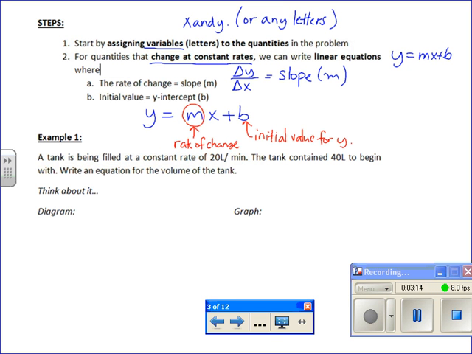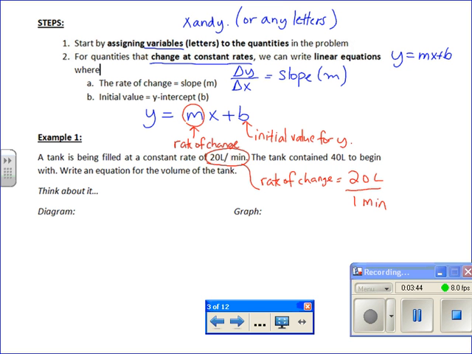So let's do a real example of this. A tank is being filled at a constant rate of 20 liters per minute. Right away, this is a rate of change. 20 liters per minute is a rate of change. 20 liters on the top per every 1 minute on the bottom, and that is going to eventually be my slope. But right away I have a constant rate of change.